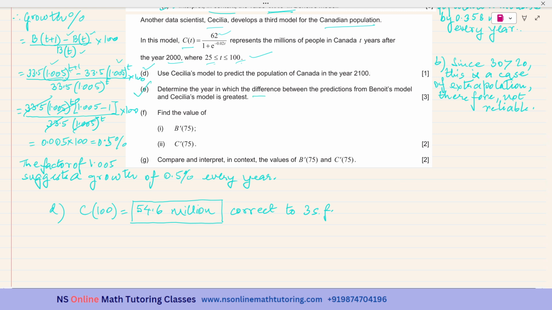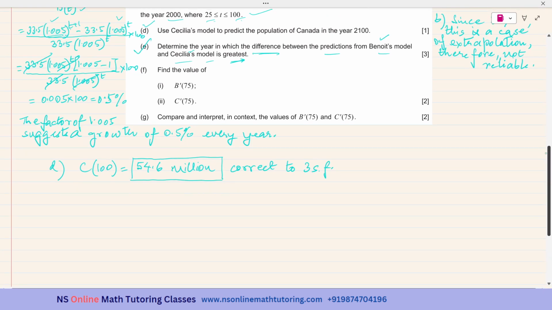Subpart E. Determine the year in which the difference between the predictions from Benoit's model and Cecilia's model is greatest. We do not know whether this model will be having the larger value or this one. So better to take the absolute value notation between these two models. Okay. So we have to graph B of t minus C of t between 25 and 100. And we have to see when is the difference greatest.